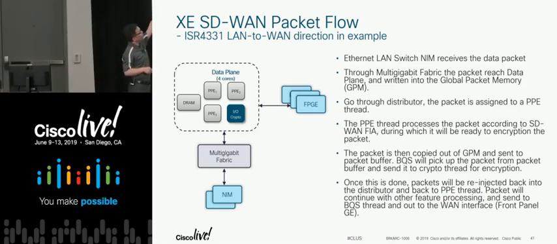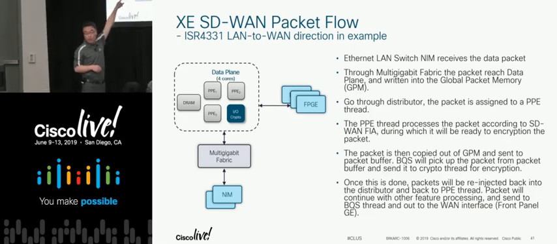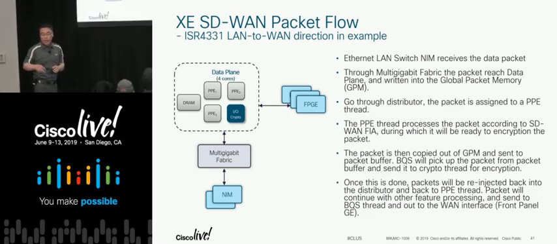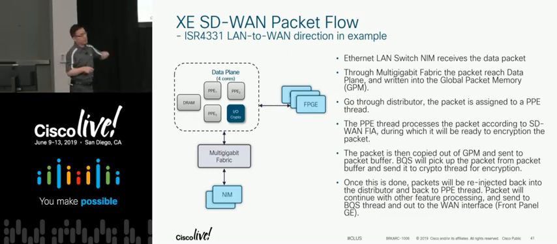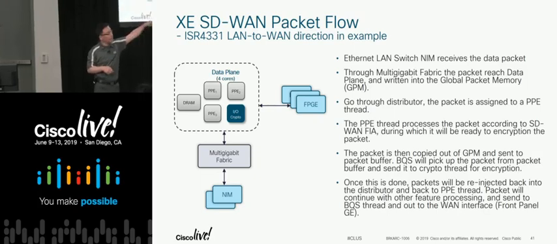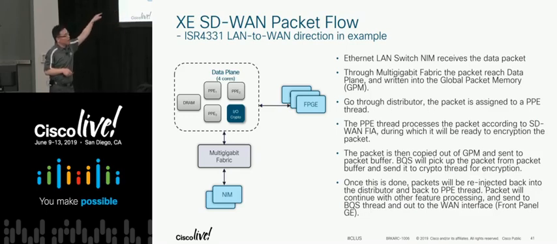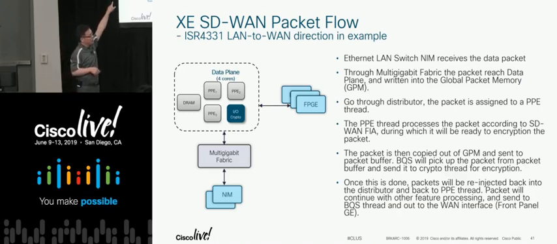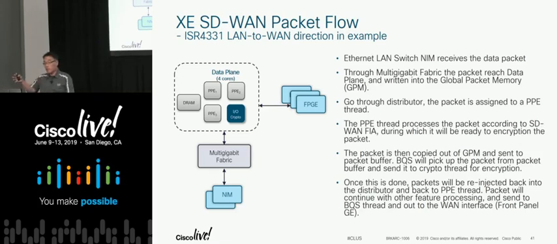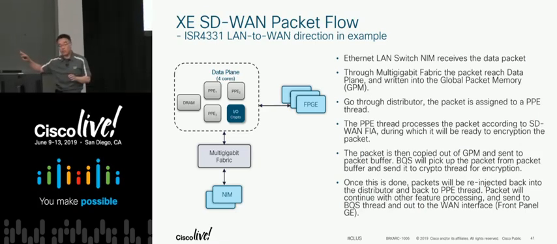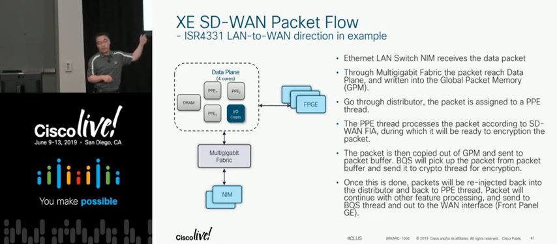One of the threads in that I/O crypto core is the traffic manager thread. It's equivalent to the BQS you see in the ASR 1000 architecture. That BQS thread picks up the packet and sends it to the crypto thread. Then the crypto thread does the encryption and sends the packet back to the distributor, and the distributor finds another PP thread available and runs the remaining features to completion and sends the packet to the WAN interface, which is the front panel gig port. Yes, sir.